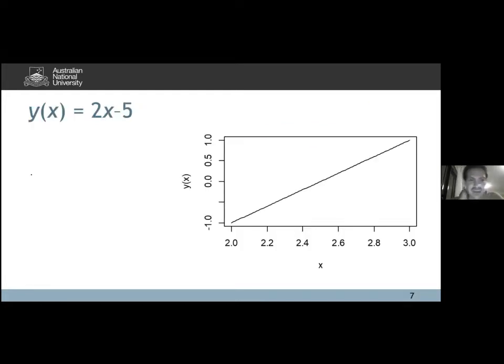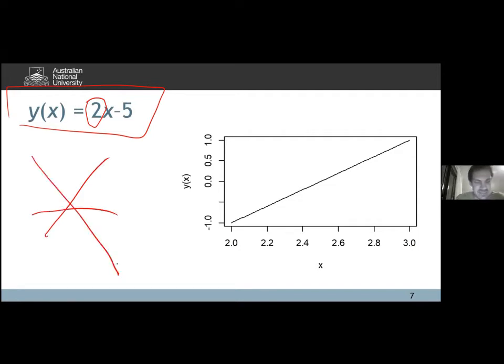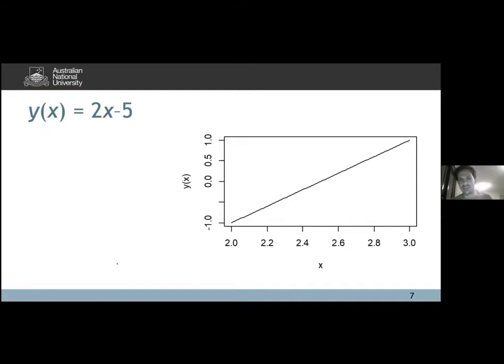So here's the function of a line, and the number that we care about here is 2, because 2 is the coefficient of x, and it tells us what the slope of this line is. So if we have a higher coefficient, it's like that. If we have a lower number, it's like that. If we have a negative number, it's like that, okay? That's all nice and well.